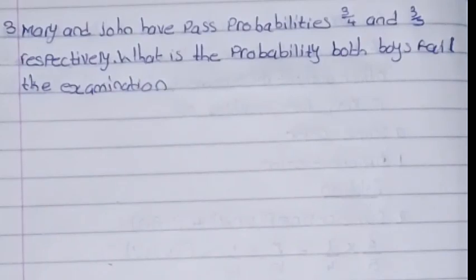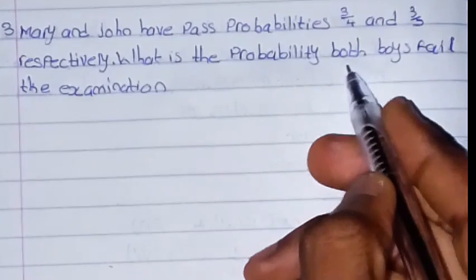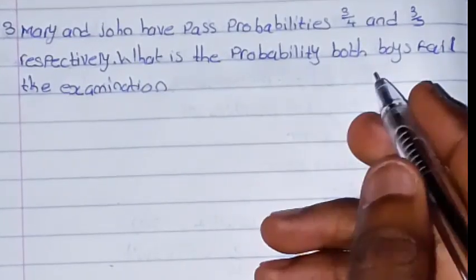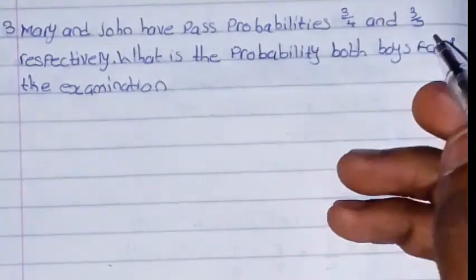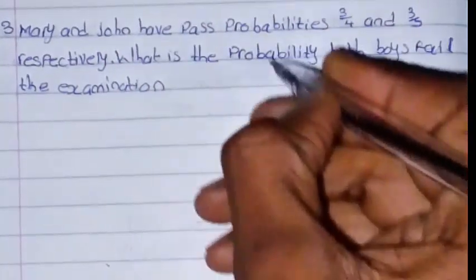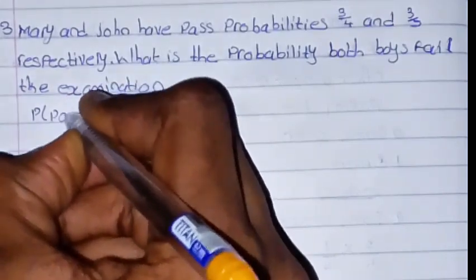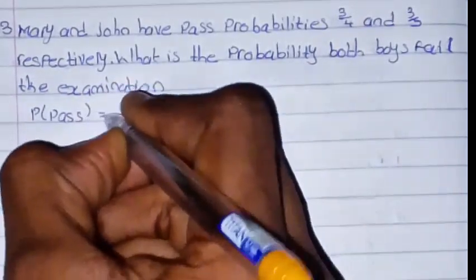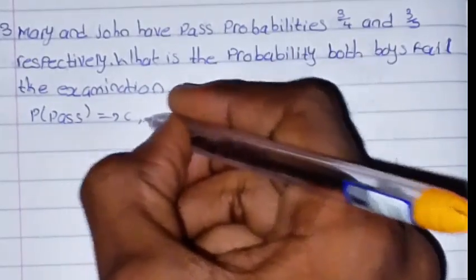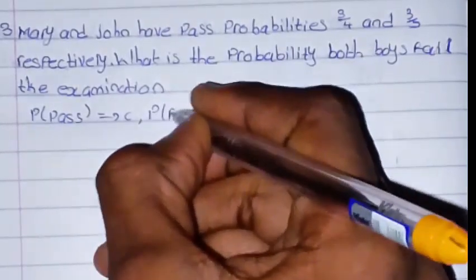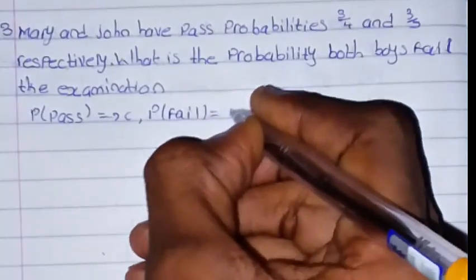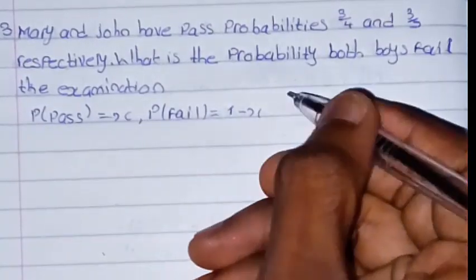Alright, so question 3 says Mary and John have pass probabilities 3 over 4 and 3 over 5 respectively. What's the probability that both boys fail the examination? When we are dealing with both, we multiply the values of both probabilities, that's for Mary and John. Now, if the pass probability of a certain person is X, then the probability of that same person failing is 1 minus X, because probability values range from 0 to 1.